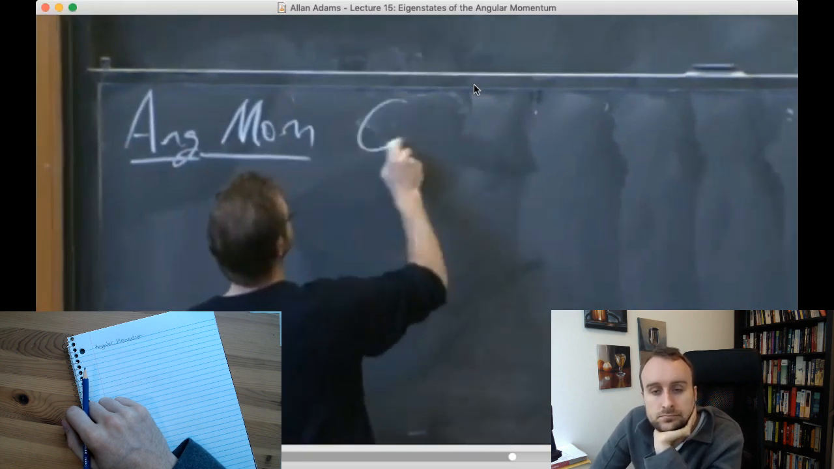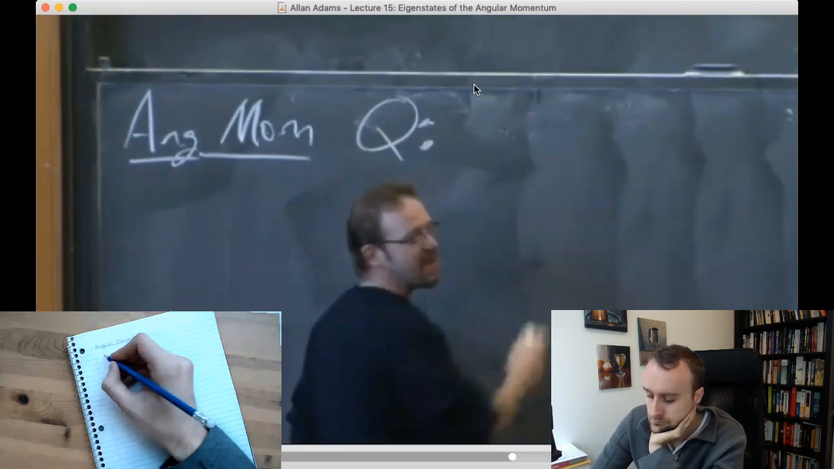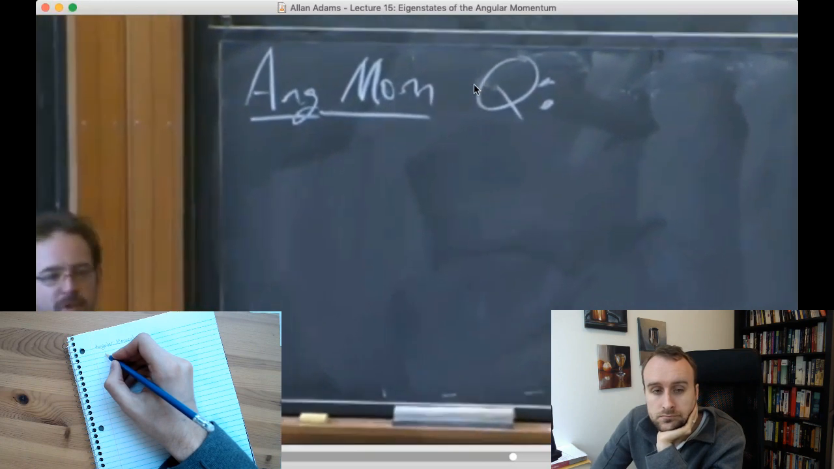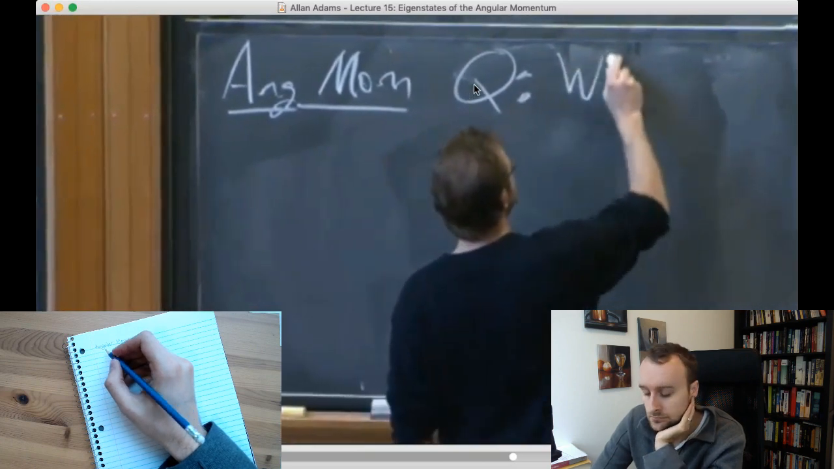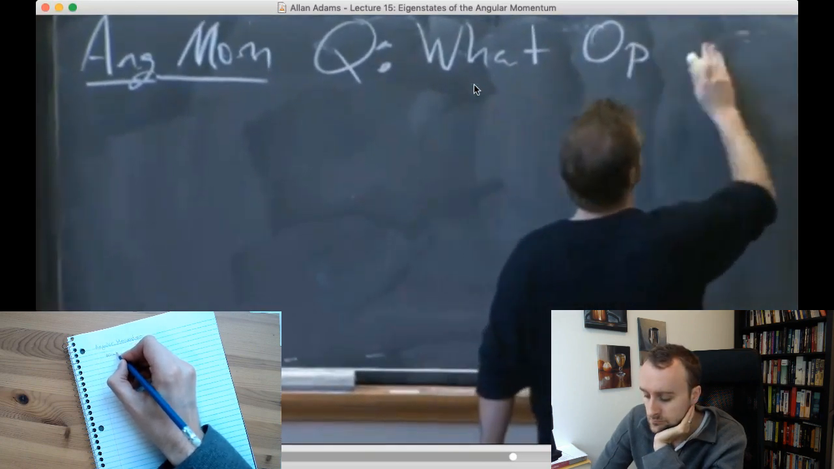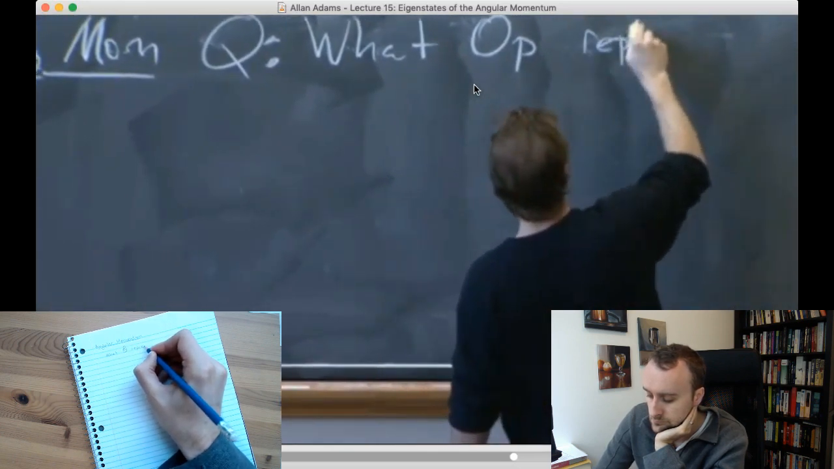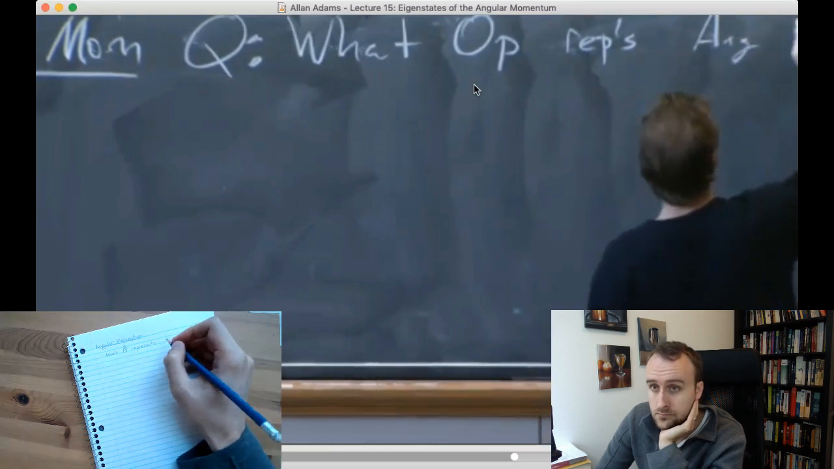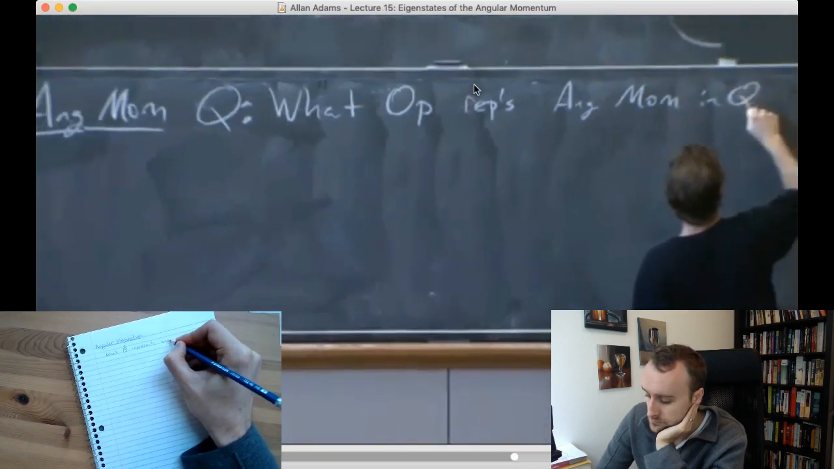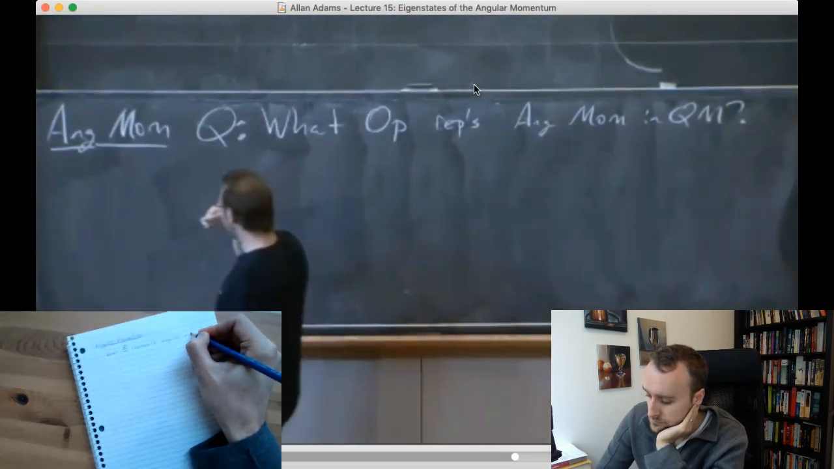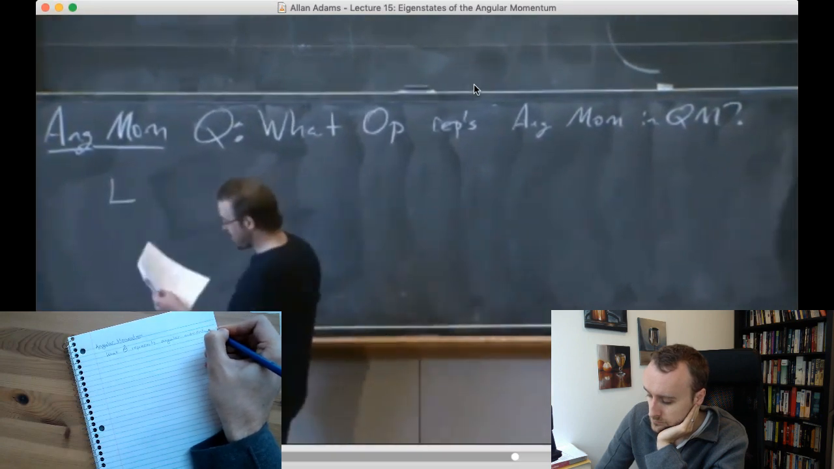And I want to start with the following question. In the same sense as we started out by asking what represents position and linear momentum in quantum mechanics, what operator, by our second or third postulate, I don't even remember the order now, represents angular momentum in quantum mechanics? Okay. And let's start by remembering what angular momentum is in classical mechanics.